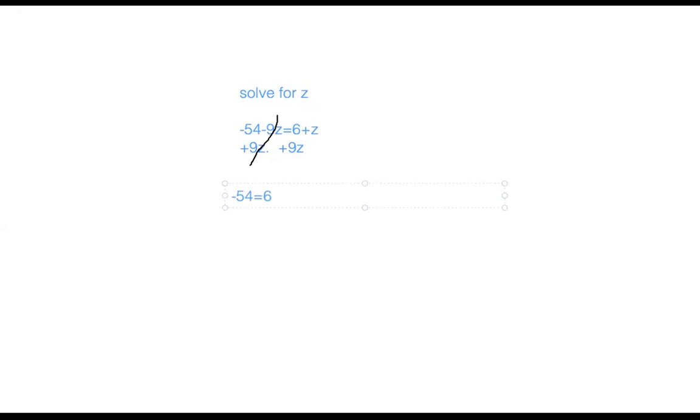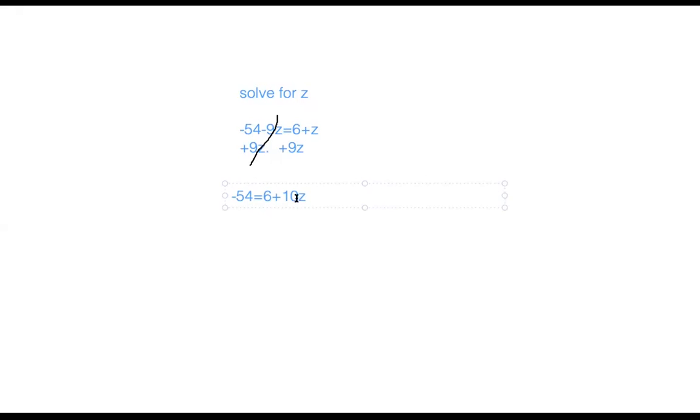The 6 remains the same. And then we have z plus 9z, which equals 10z. So now this equation looks a little bit easier to do. Since we have all the z's on one side, we have to get all the other numbers to the other side.